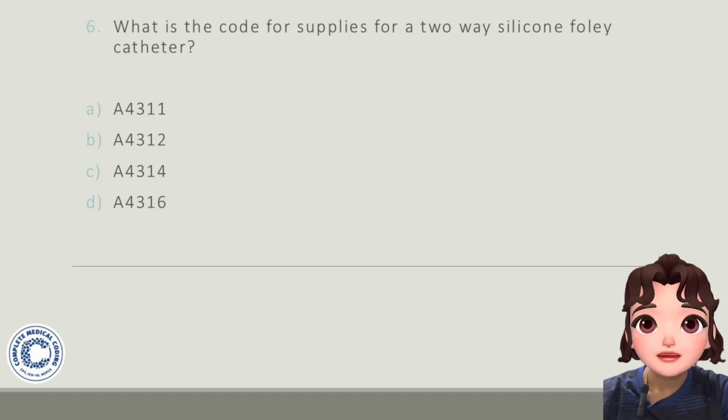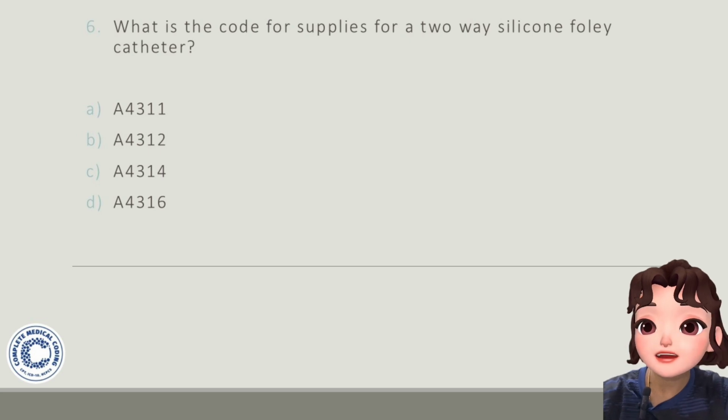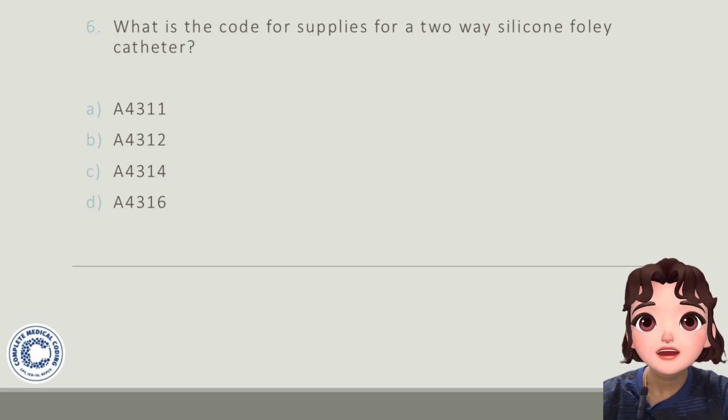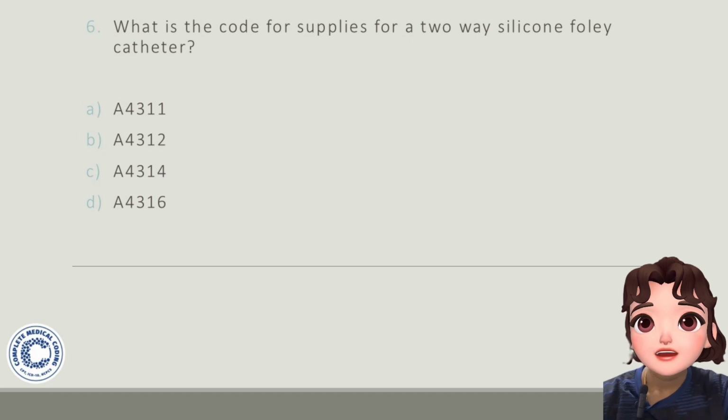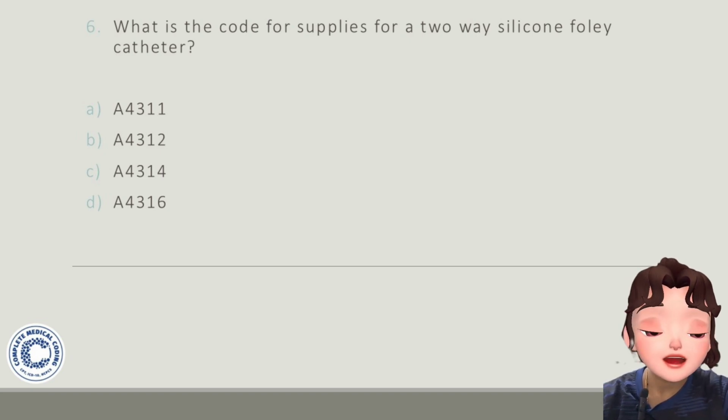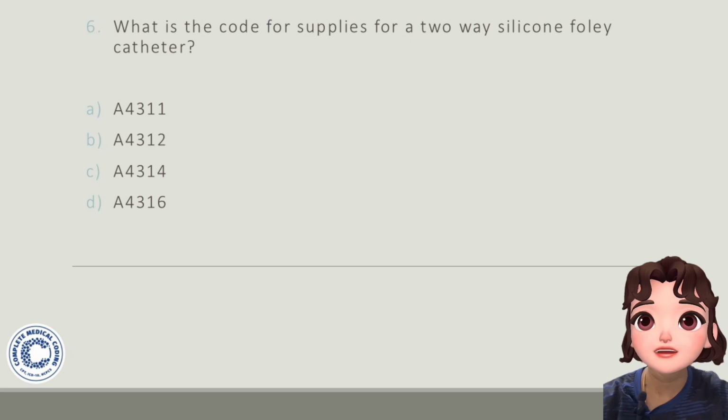Now, sixth question. What is the code for supplies for a two-way silicone Foley catheter? Two-way silicone Foley catheter. That one we need to code. What is option A? A4311. What does A4311 represent? Insertion tray without drainage bag with indwelling catheter, Foley type, two-way latex with coating. Let's look into other options as well. A4312. A4312 represents insertion tray without drainage bag with indwelling catheter, Foley type, two-way all silicone.